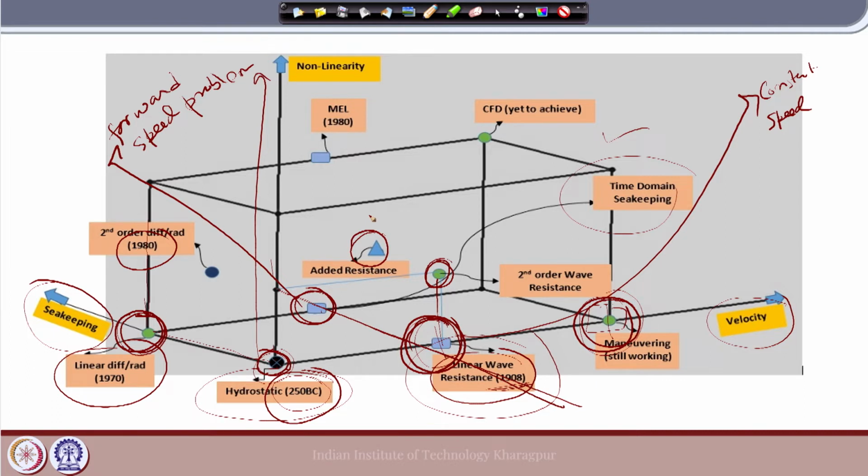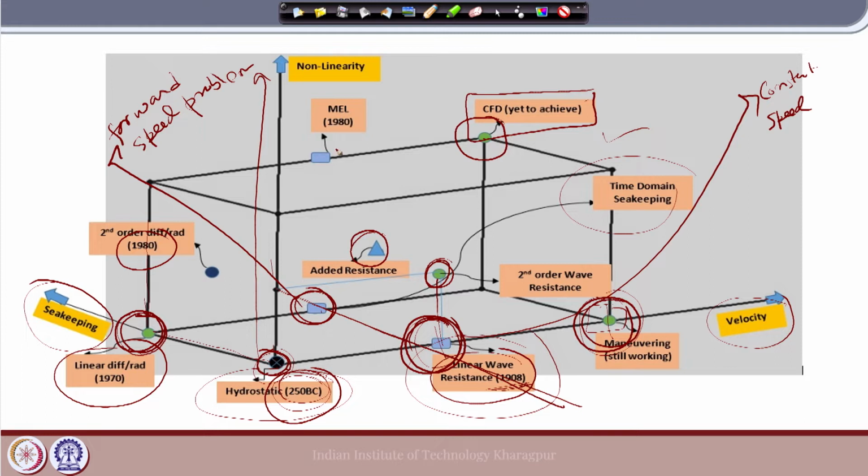Now, let me see what we are going to achieve. Actually, our goal is to achieve this point, right. Here we have no wave, no velocity, no nonlinearity, and here is the point where we have everything. We have the velocity, we have the nonlinearity, we have the nonlinear waves, right. And this point is yet to be achieved. So we can understand that we started in 2500 BC and still we have not arrived at the complete solution.